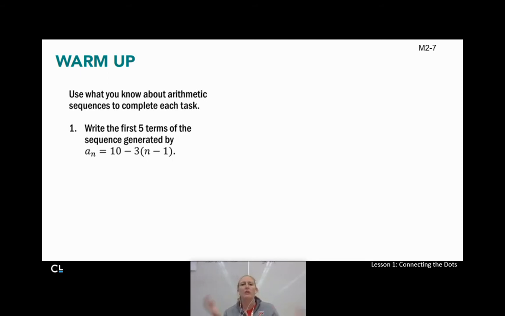We already talked about how arithmetic sequences create linear functions, but we're going to go a step further with that today. So just to get us started, we do have a little warm up here on page M2-7. Please note it's now page M2-7. We're in a new module, module 2. And I would like you to write the first 5 terms of the sequence generated by this explicit arithmetic formula. Go ahead and hit pause, jot it down, and then hit play when you're ready to check your work.